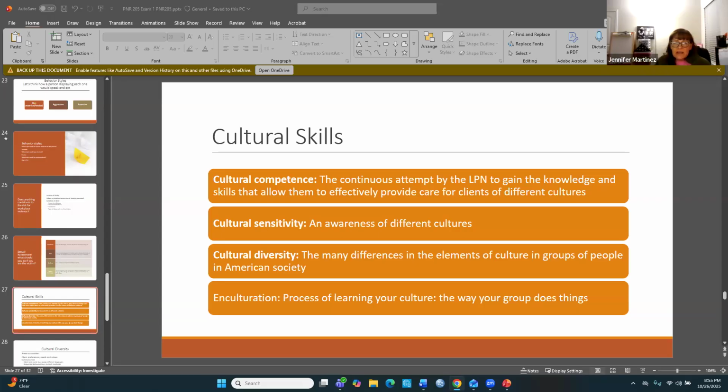Cultural diversity is the differences in the elements of culture in groups of people. And then your enculturation is the process of learning your culture, the way your group does things. And so it's looking at your culture and what is important and what do they do, right? How does your culture do things?